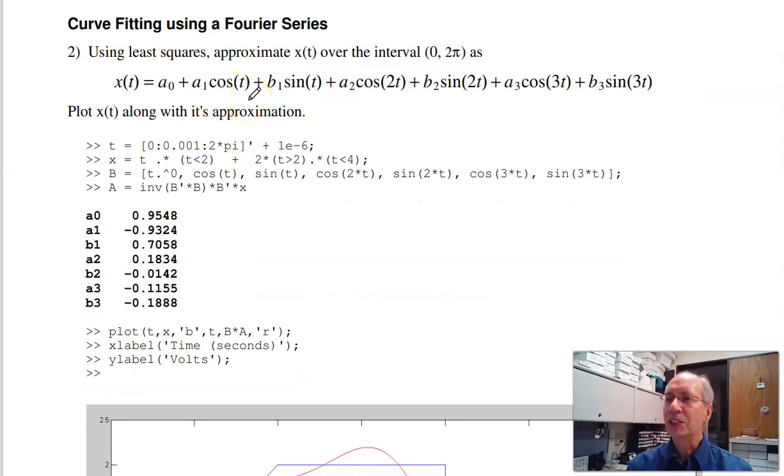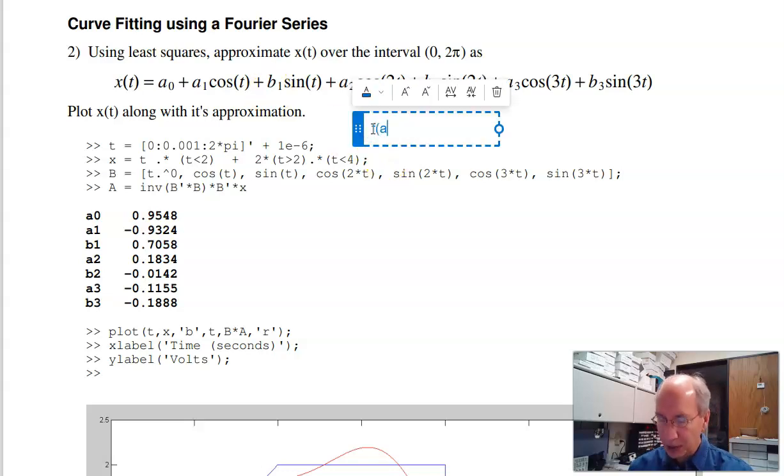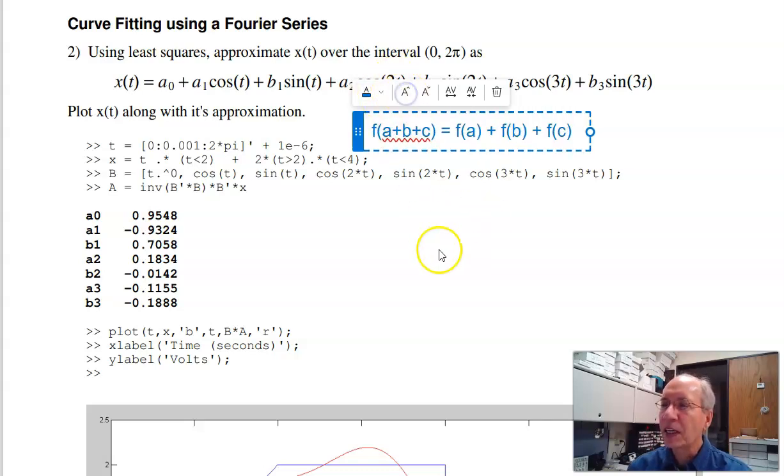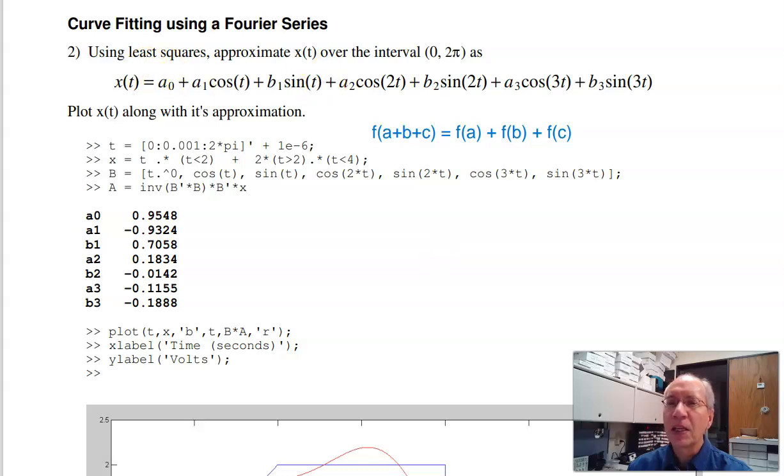Okay, so let's change the basis and make it something useful. Instead of using a power series, let's use a bunch of sines and cosines. The reason being is previously we looked at phasors and superposition. If I have a linear system, what a linear system means is that f of a plus b plus c is f of a plus f of b plus f of c. If I can express x in this form, then what happens when x goes through a filter, I don't know.